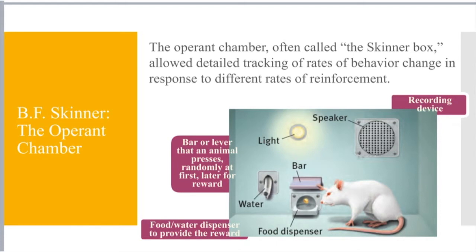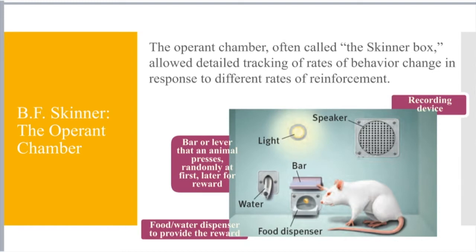Essentially what Skinner did is he put these white rats in a box that had a light, a speaker, some water, a bar, and a little food dispenser. And because this was such a controlled environment, a small box, there were very little other potential stimuli. It allowed detailed tracking of rates of behavior change in response to different rates of reinforcement. So how often we give food to the rats is going to influence how often they press the bar, right?